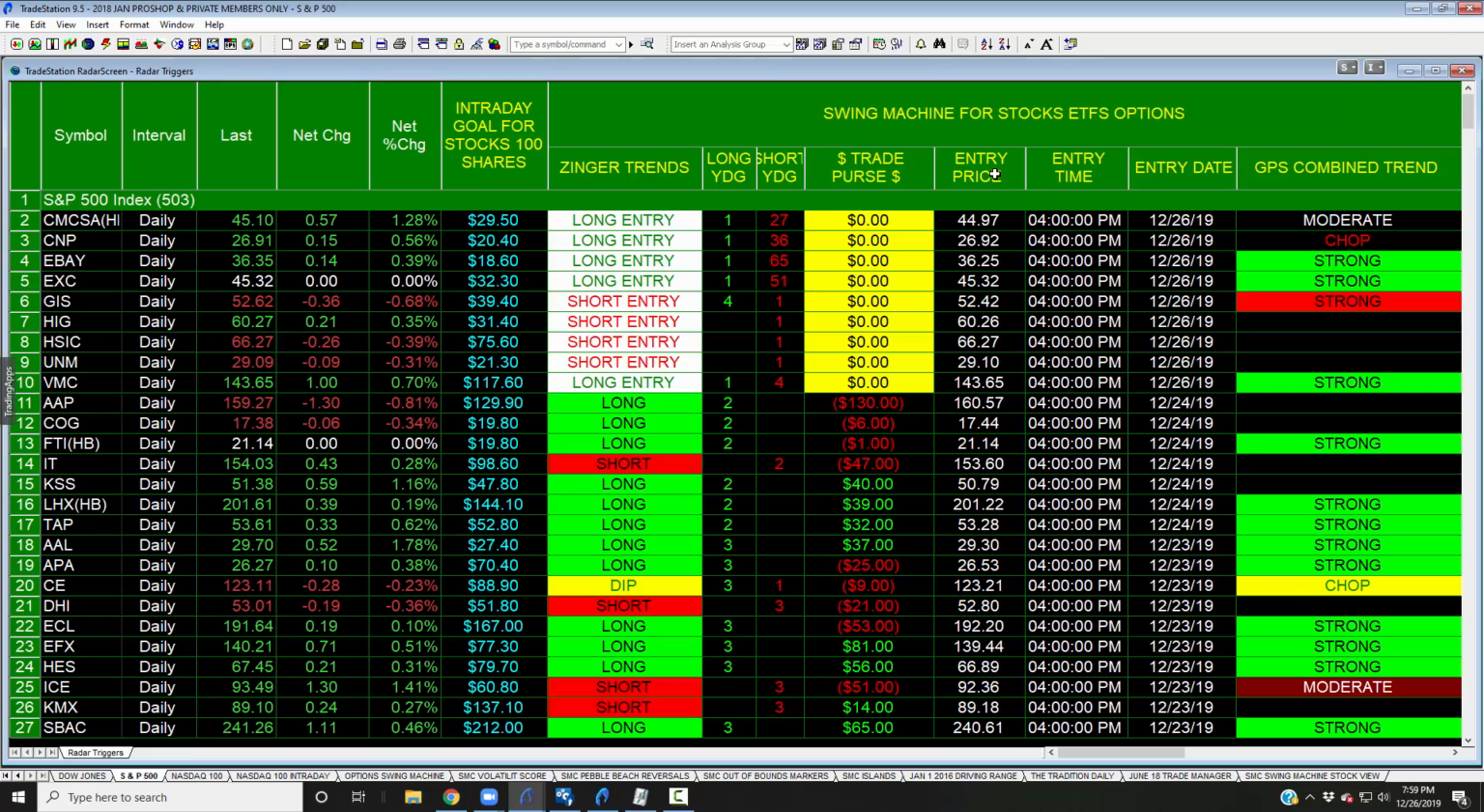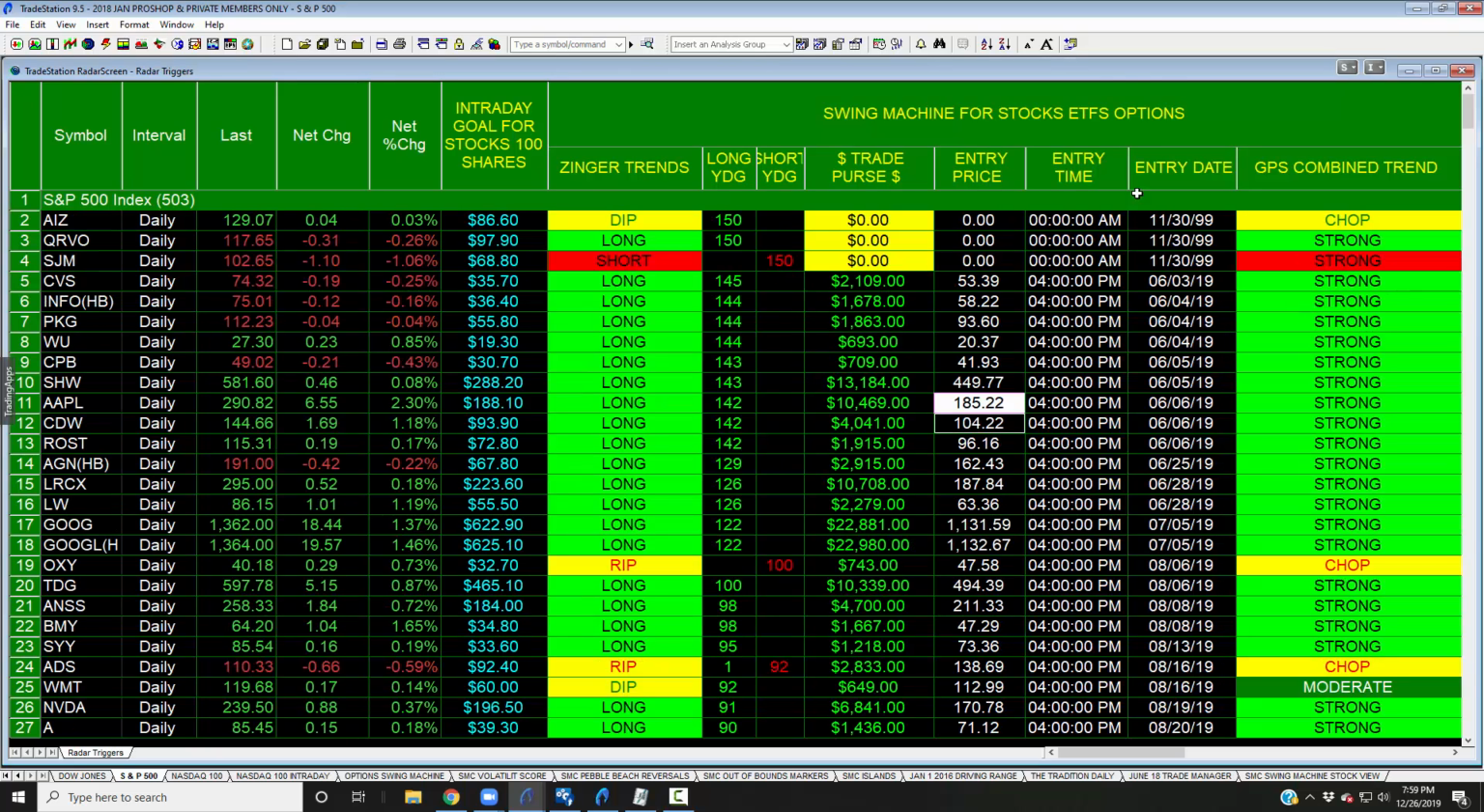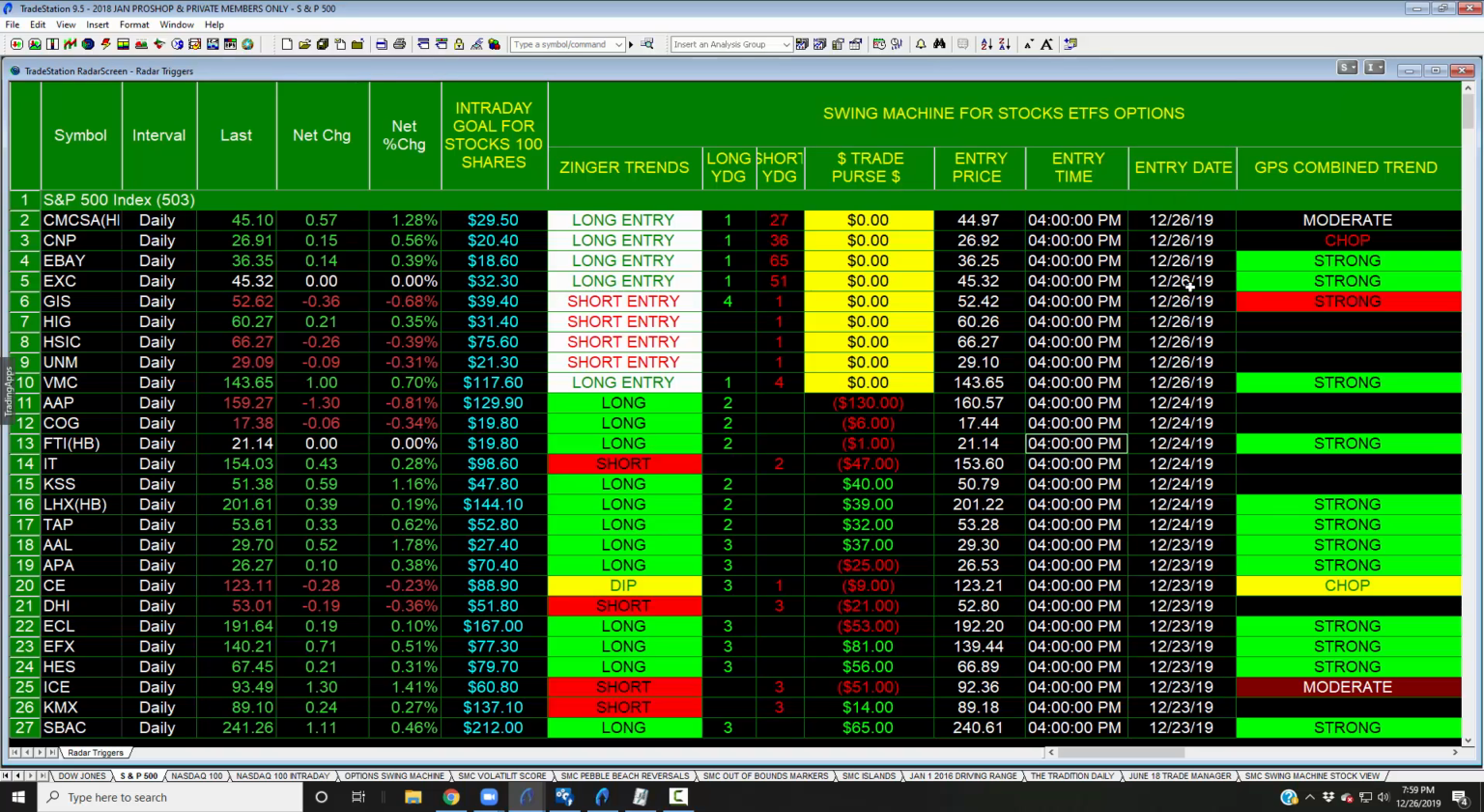Let me also show you, we show you not just that profit and loss, but we show you the entry price, the time of the trade and the date. So when you have this sitting on your own machine, you can sort the oldest trades, you can sort the newest trades, which is what we've done here. So we can not only see what the Swing Machine is giving us now, but we can look at what it gave us 2 days ago and how much they are up or down.